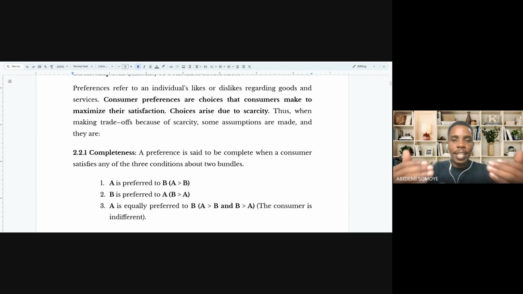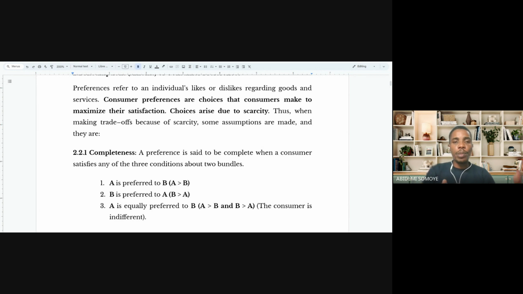Anytime you go to the market or to the store, you might have different options to choose from. But sometimes, not always, you will prefer a particular product to another product.